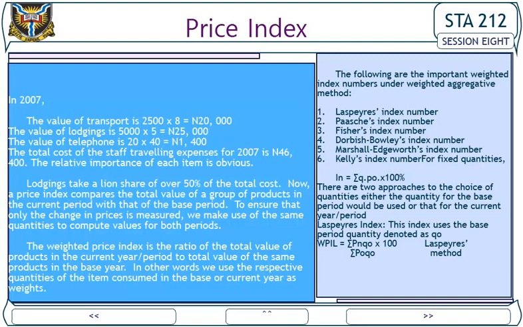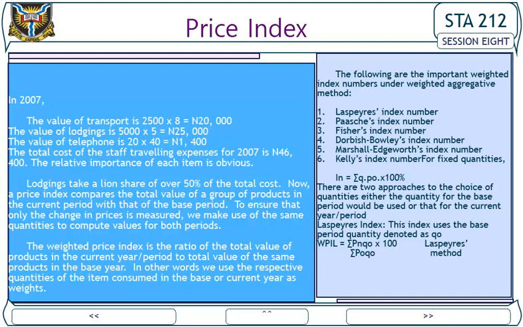The following are the important weighted index numbers under the weighted aggregative method. 1. Laspeyres' index number. 2. Paasche's index number. 3. Fisher's index number. 4. Drobisch-Bowley index number. 5. Marshall-Edgeworth index number. 6. Kelly's index number. For fixed quantities, IN is equal to summation Q times P over summation Q times P naught, times 100%.